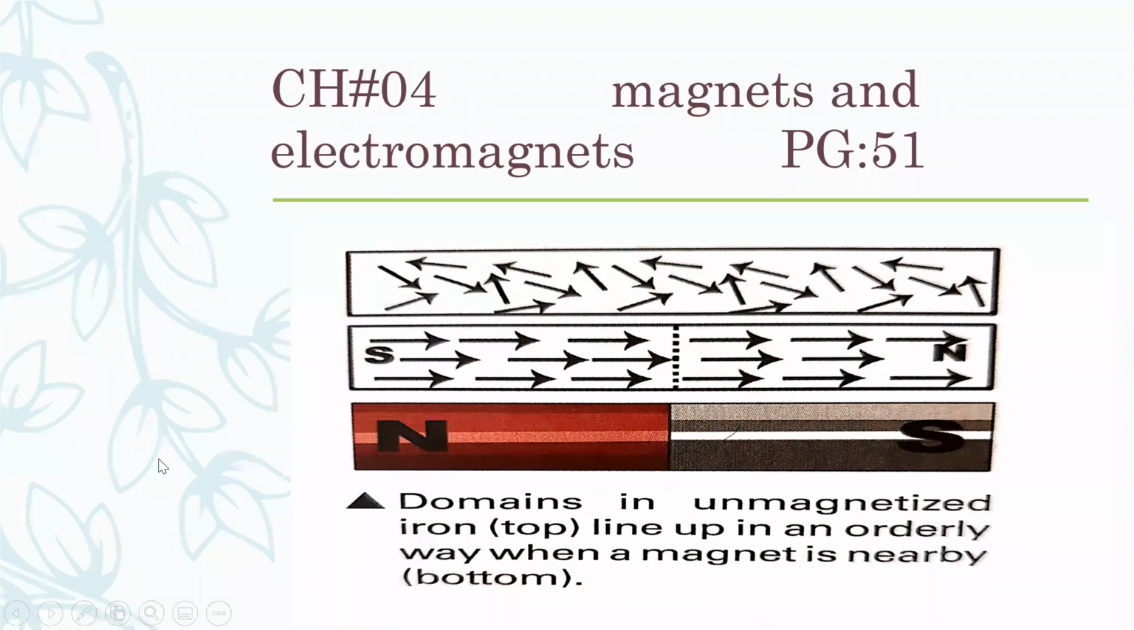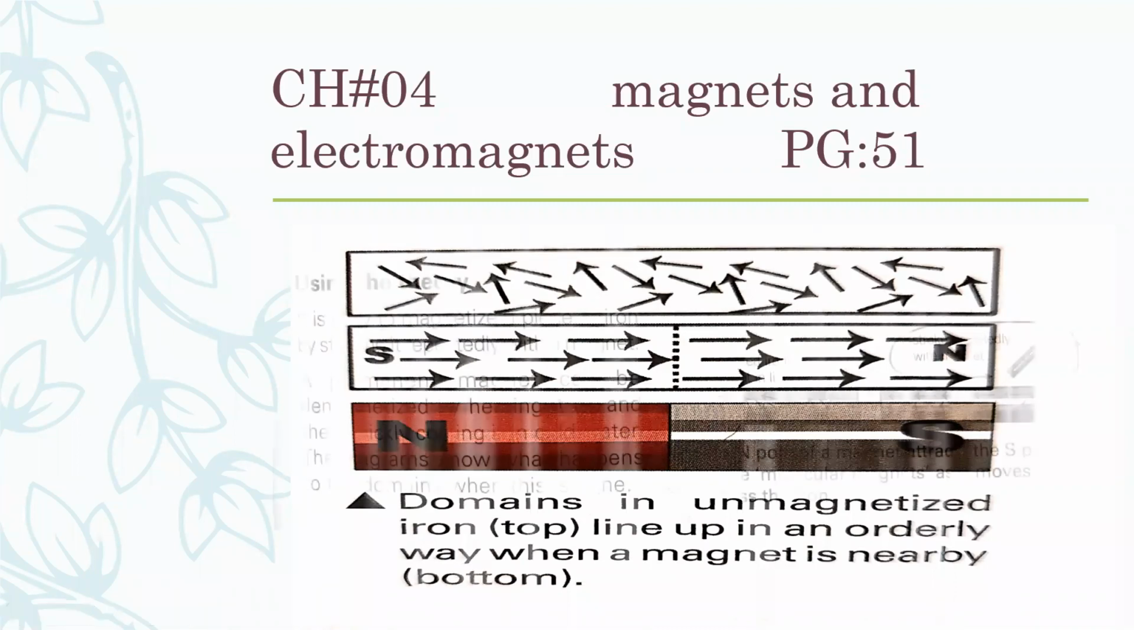So domains in unmagnetized iron, you can see here, this is an unmagnetized iron piece. And this is the orderly way when the magnet is nearby. So the magnet is nearby to this piece and this is in order.